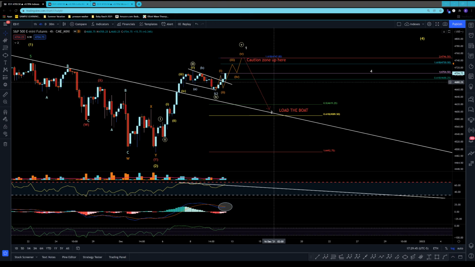I don't care if it even breaks 4,700 again, right? As long as I get my three waves to the downside, that's where I'm going to be calling the load the boat area. But for now, this is where I favor. I favor somewhere around 4,600.